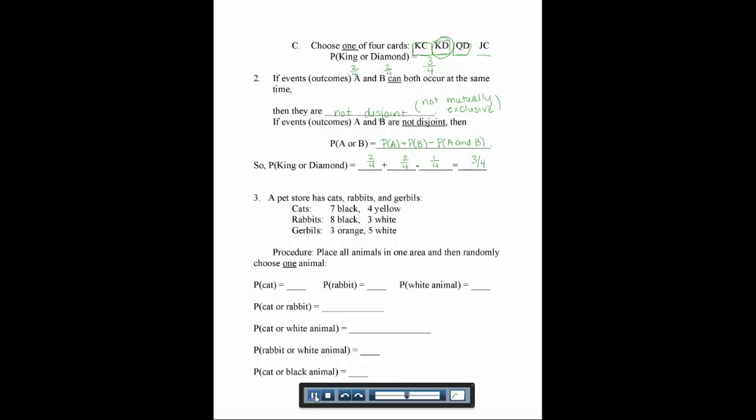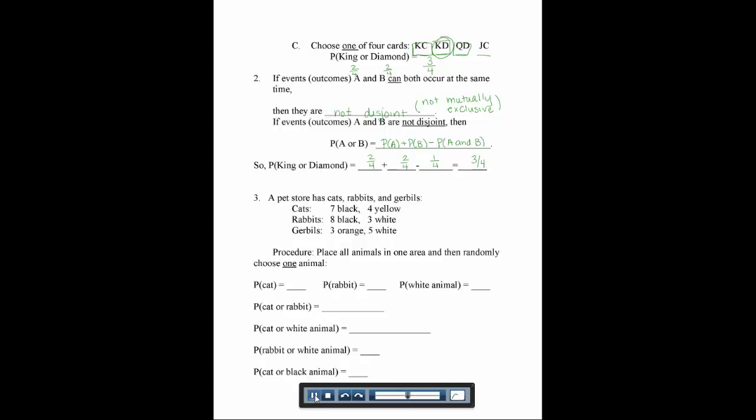Now, I don't recommend actually doing this, but, for our theoretical probability question, we're going to place all the animals in one area and randomly choose them. I don't suggest this for a couple reasons. 1, I'm a little worried about the gerbils and the cats being together. And 2, I don't think it's probably safe to just reach your hand in without looking randomly. But anyways.